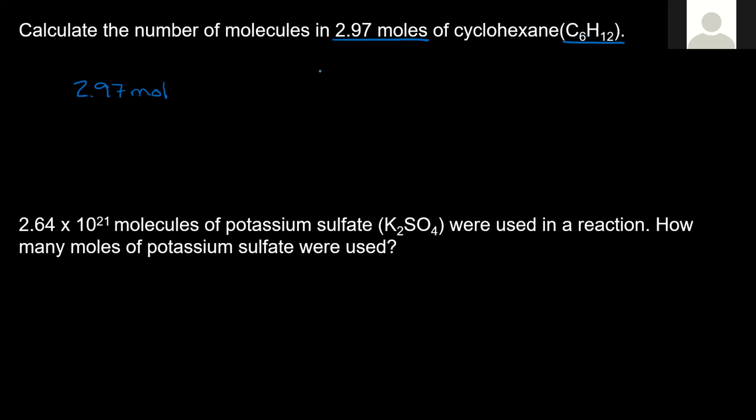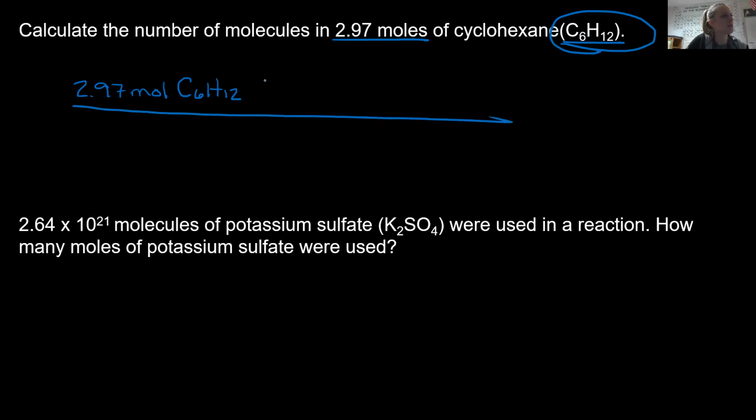Right, what compound we're dealing with, right? C6H12. And then we set up our railroad tracks.